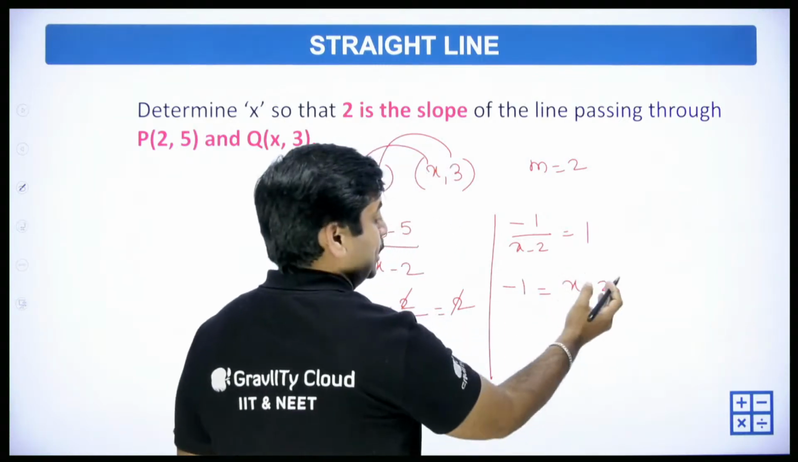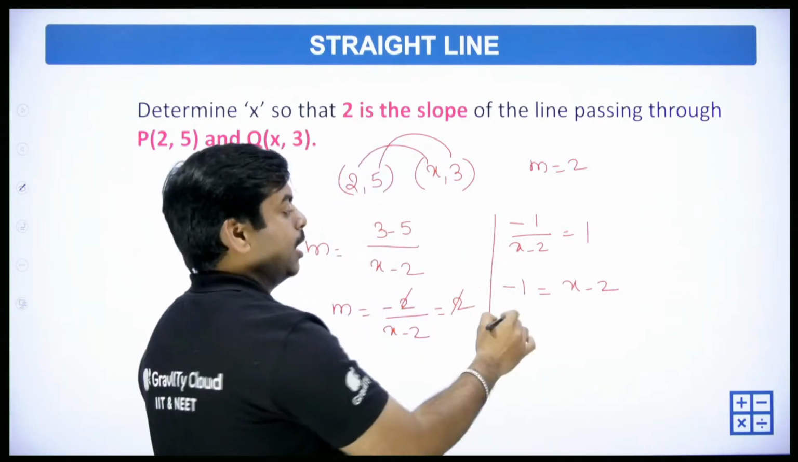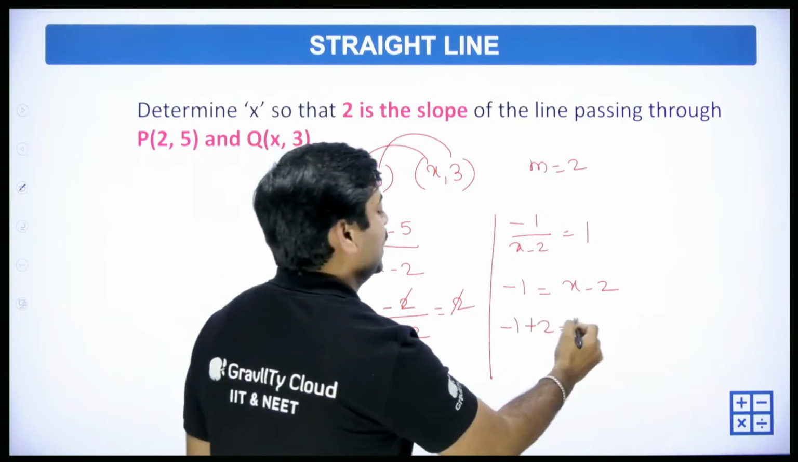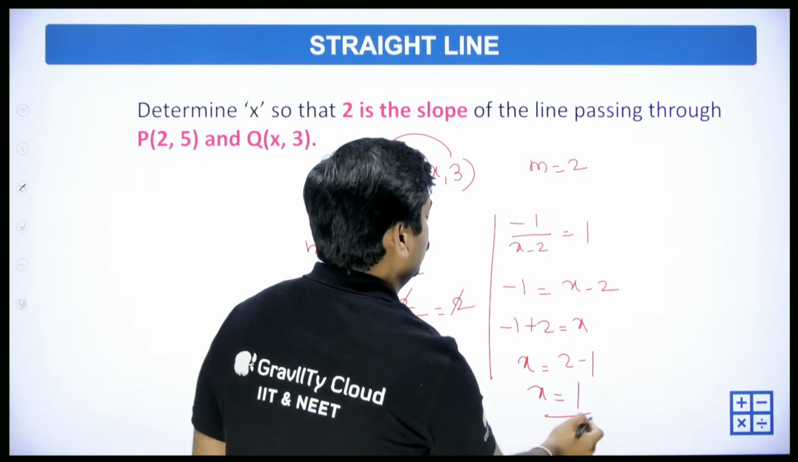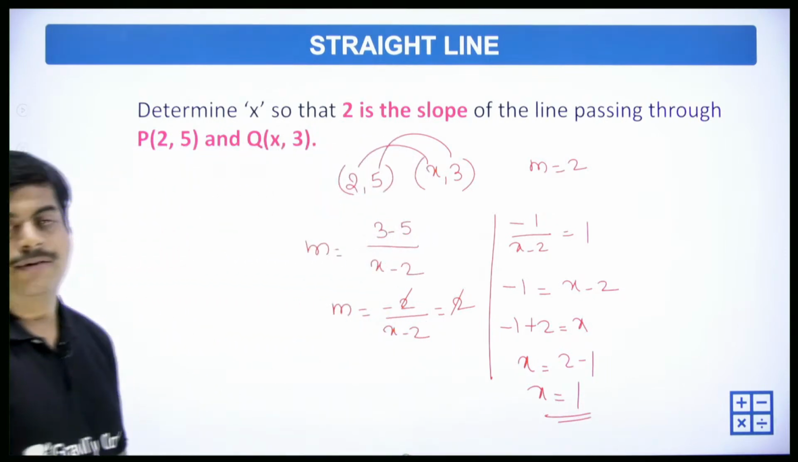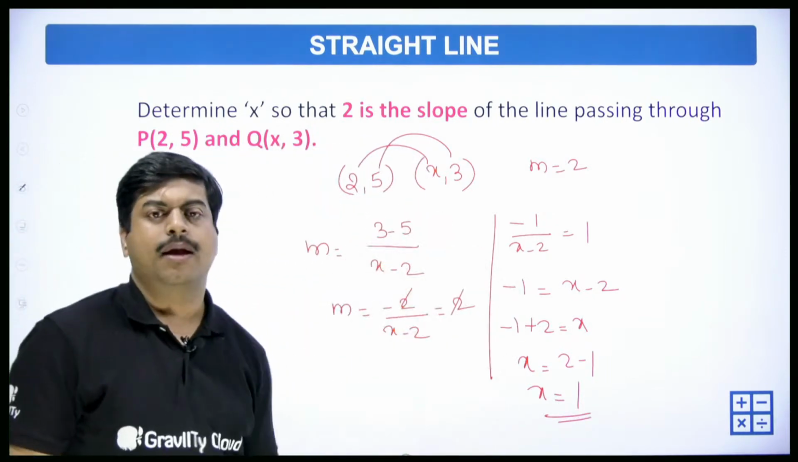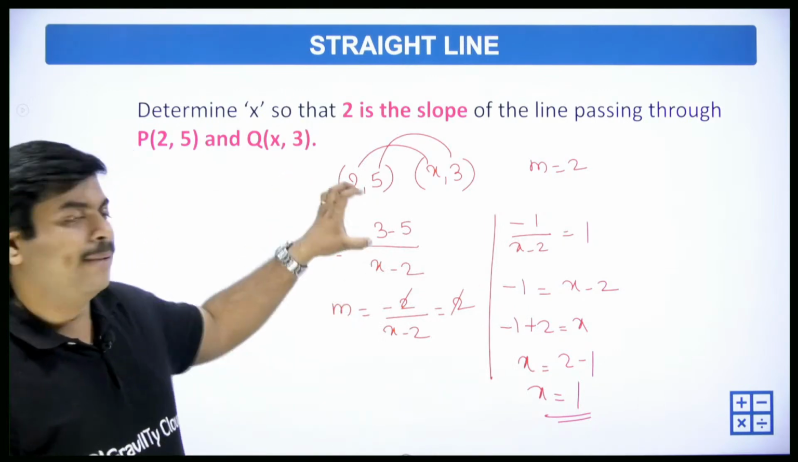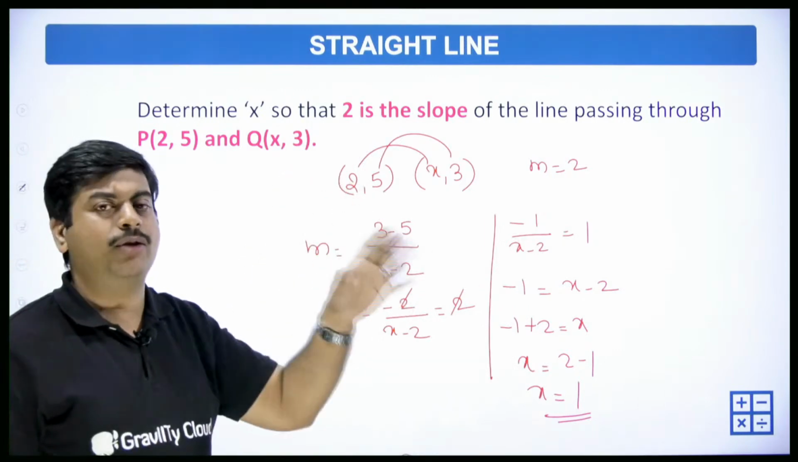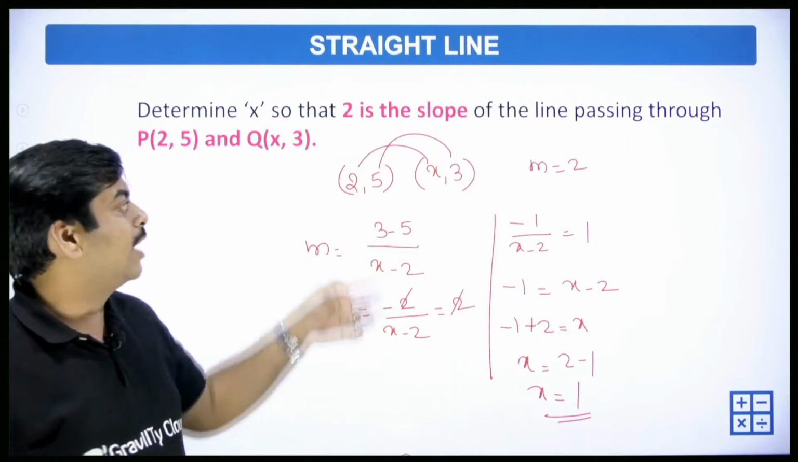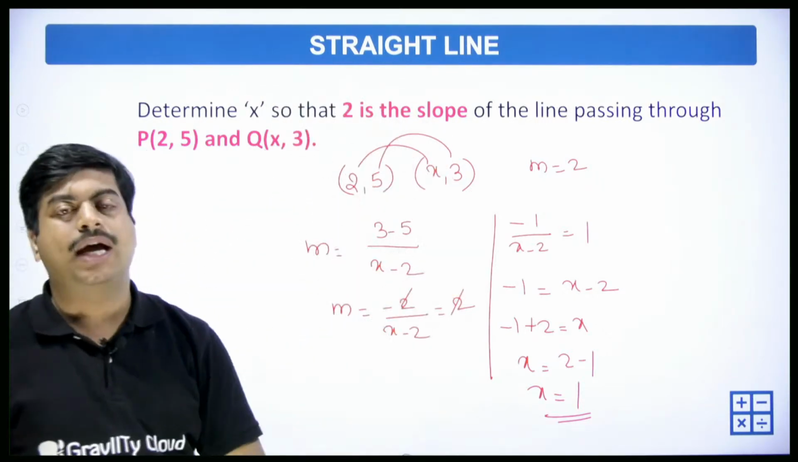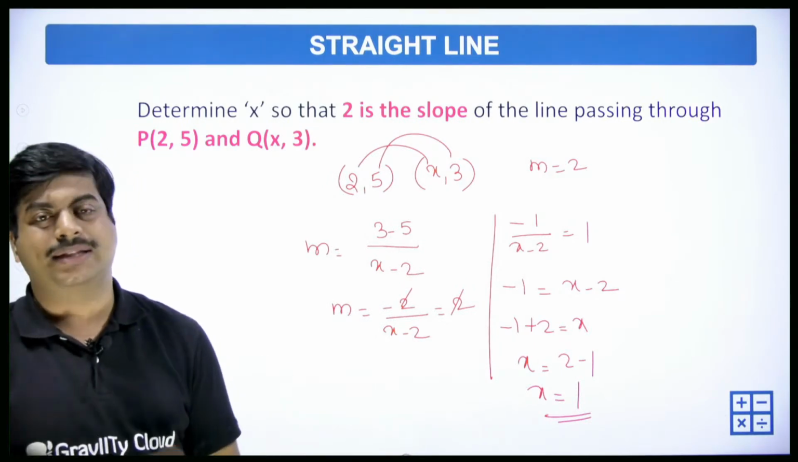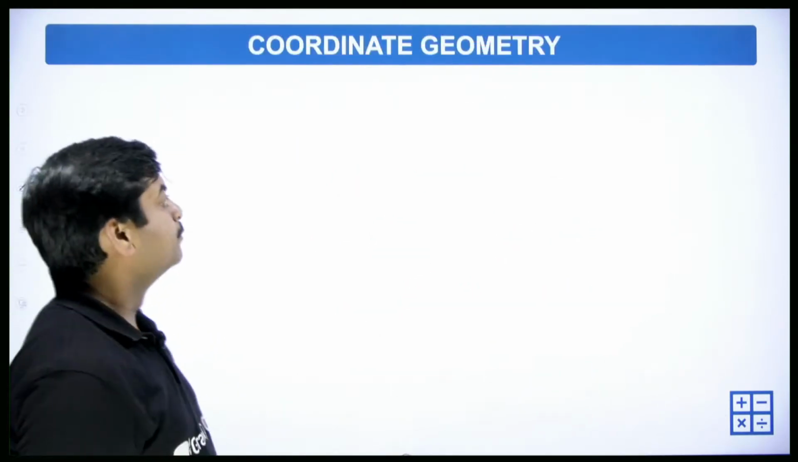So bring this minus 2 to this side, it becomes plus 2. Minus 1 plus 2 becomes x. So x is equal to 2 minus 1. You will get x is equal to 1. It is a very simple calculation. Just apply the slope formula y2 minus y1 by x2 minus x1, remember the slope is already given as 2, equate to that and find the value of x. A very simple question, right?